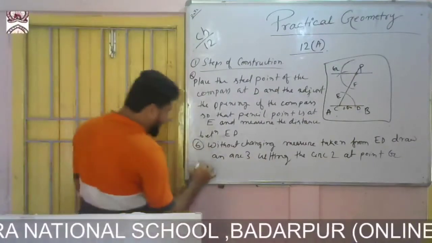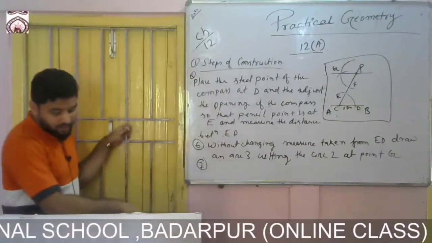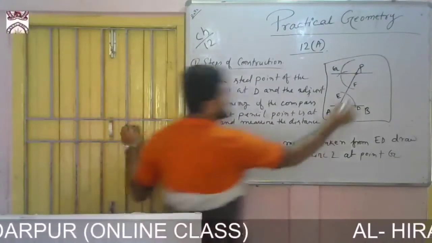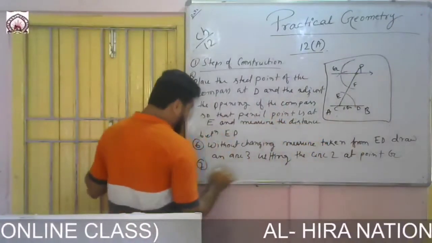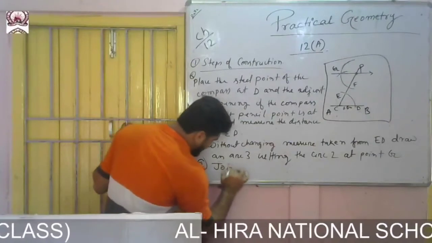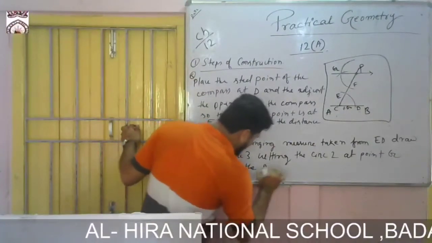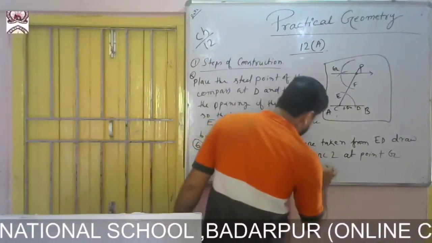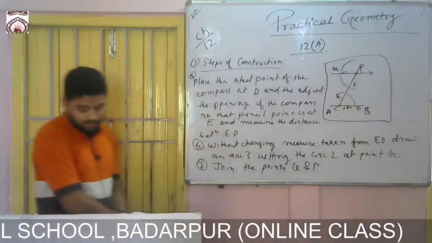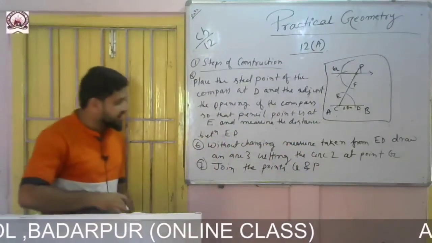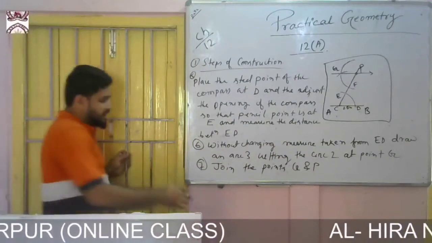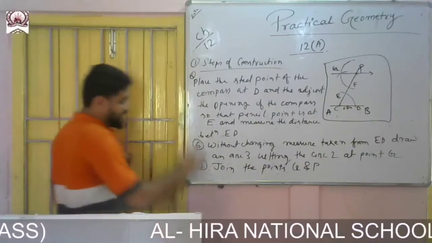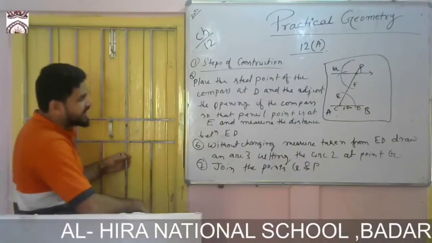Now last step is what? Join this G and P. So these are line segments. Join the points G and P. Then line M is the required. Then join G and P.